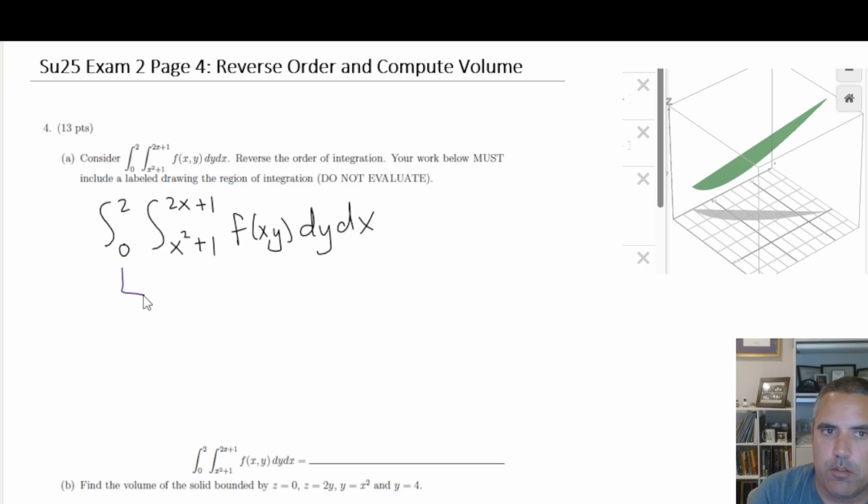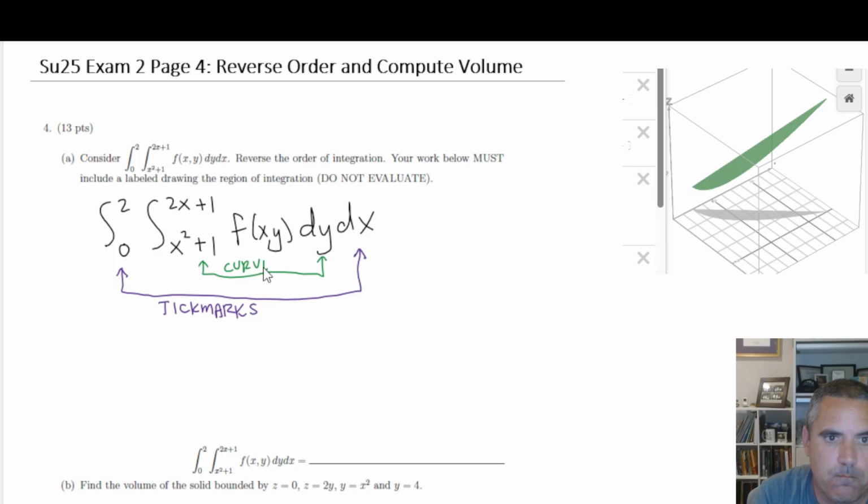So first, it's really good to identify that these refer to x, and I called those tick marks. But the most important thing in these problems is drawing your region, and it's really about drawing what these inner bounds mean. What is the pattern? What are the actual bounds? What are the curves? So the curves they're giving me are y equals 2x plus 1, and that's the upper bound, so this should be the higher one, and y equals x squared plus 1.